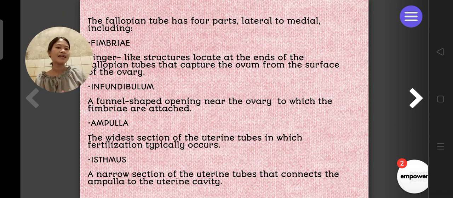So, the third one is the ampulla, the widest section of the uterine tubes in which fertilization typically occurs. So, dito na nagaganap yung fertilization. Last, the isthmus, a narrow section of the uterine tubes that connects the ampulla to the uterine cavity.